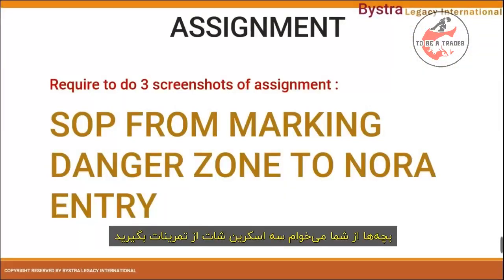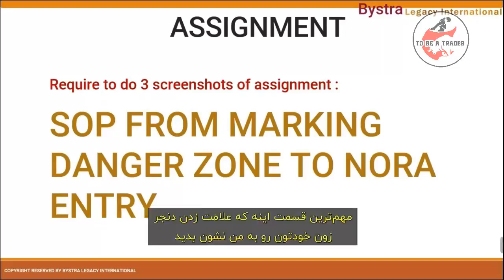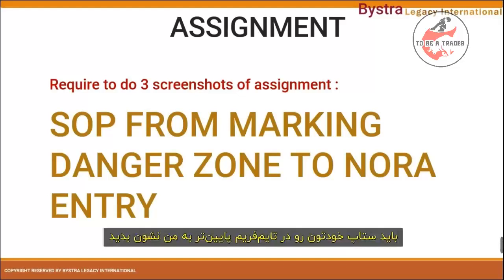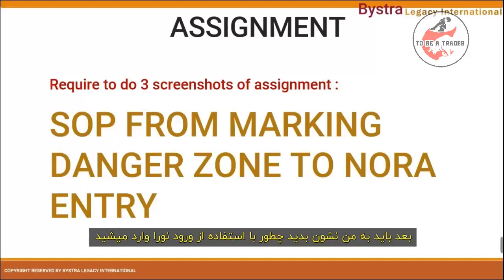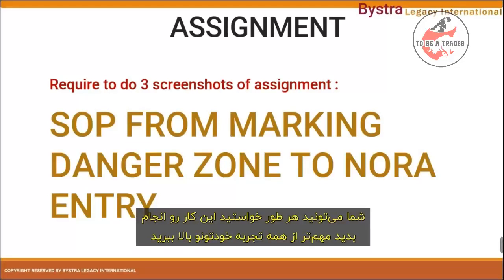Guys, so I require you to do 3 screenshots of assignment. Like I said, it doesn't matter how you want to do it. The most important part is that you show me your danger zone marking. Then you have to show me the confirmation of rejection. You have to show me the setup in the lower time frame, the setup of confirmation in the engulfing candle body, and then you have to show me again how you are going to enter using the Nora entry. Okay, I want you to do 3 of it. You can do however you want. Most important, you can do your story.